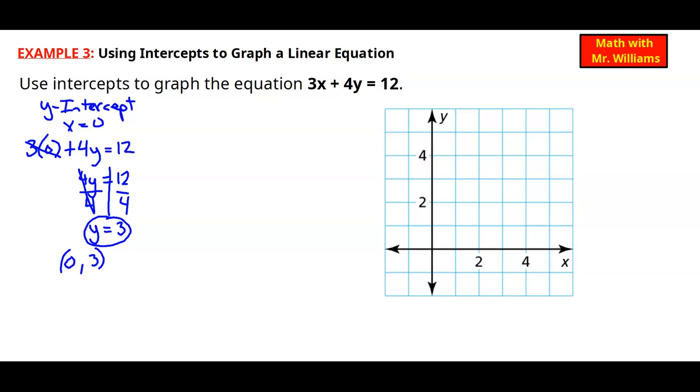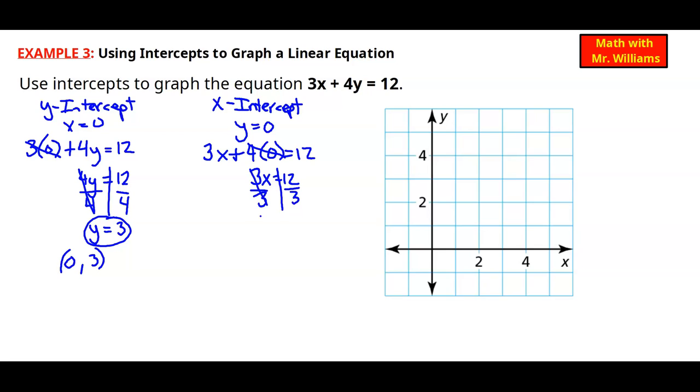Now for my x-intercept. This is when y equals 0. Let's substitute that 0 in for the y. 4 times 0 cancels out, leaving me 3x equals 12. I'll draw my line of equality. I'm going to cancel out the 3 by dividing by 3 on both sides, leaving me x equals 4. So we have our ordered pair of 4, 0.